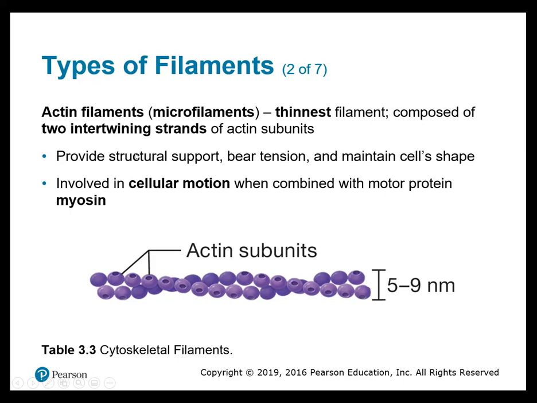An actin filament can also be called a microfilament, so sometimes the text will use that term. It's the thinnest of the filaments. It's composed of two intertwining strands of actin subunits. It provides support, it bears tension, it can help maintain the cell shape, and it's also involved in moving the motor units. They look like little olives, but these little pits in the actin are able to interact with myosin.